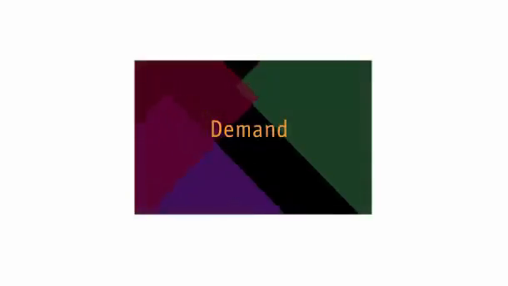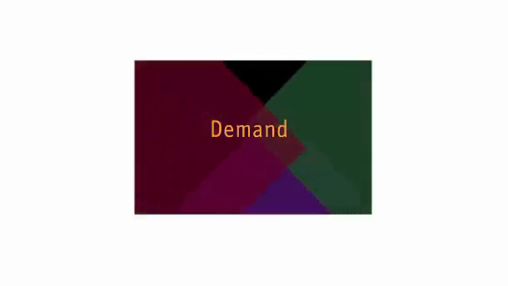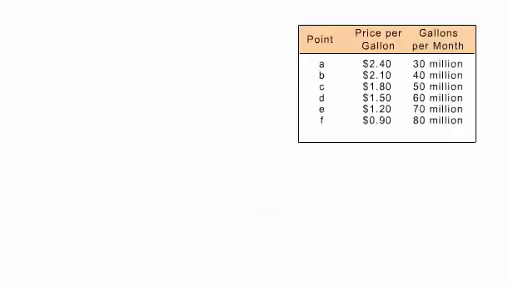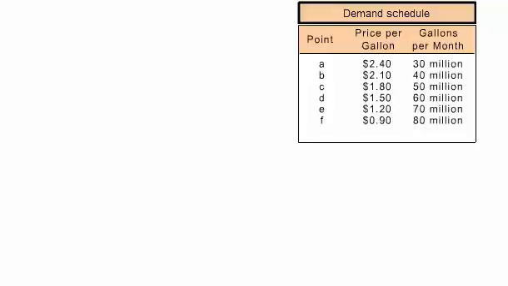Demand is one of the most important ideas in all of economics. Demand shows the quantity of a product that consumers will buy at each possible price. It can be expressed in a table called a demand schedule. We will be examining the demand for unleaded gasoline.